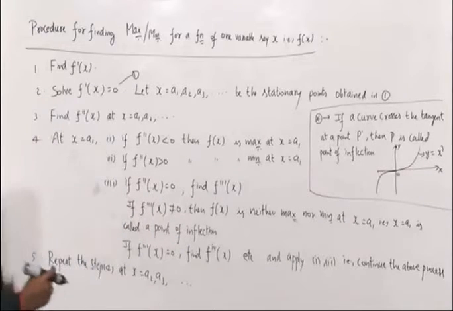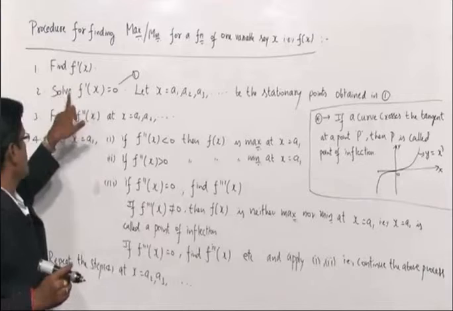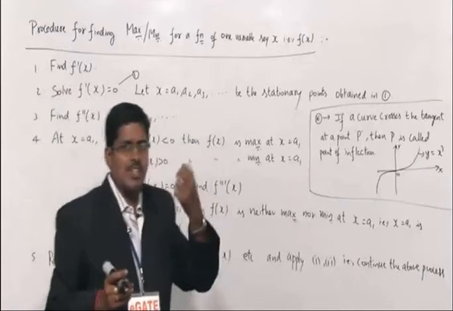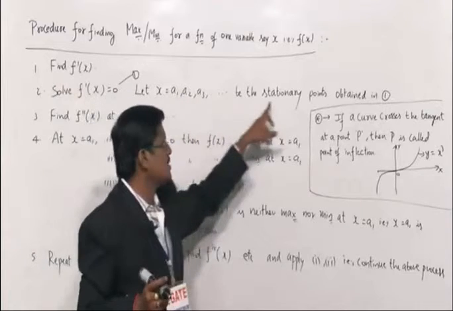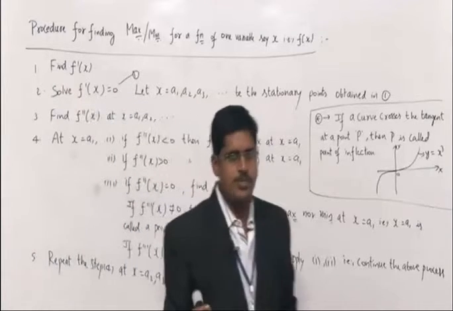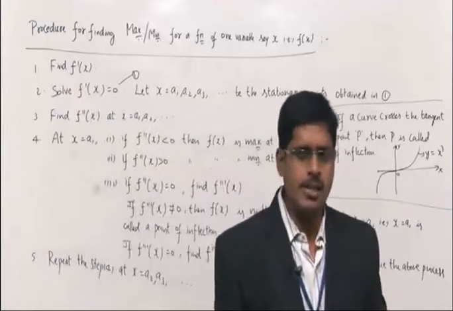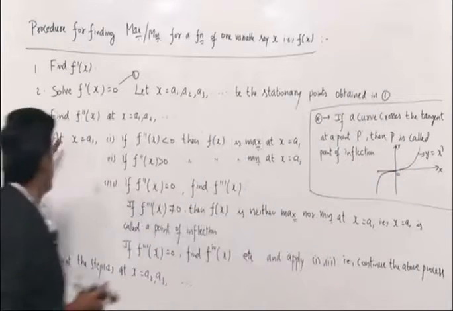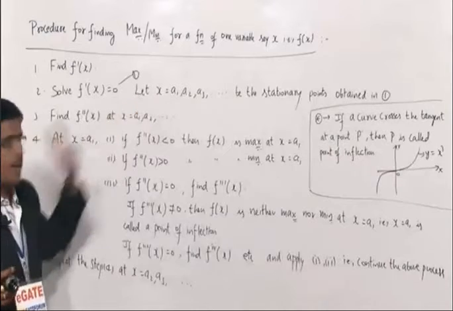Okay. Now, step 1, find first derivative and equate to 0, say equation 1. Solve this equation. You will get some x values denoted by a1, a2, a3. These are called stationary points. Stationary points means maybe maximum, minimum, or neither maximum nor minimum. Step 3, find second derivative at each point.